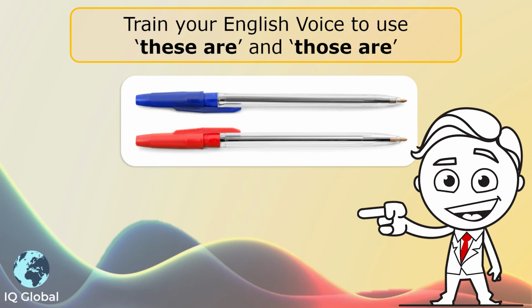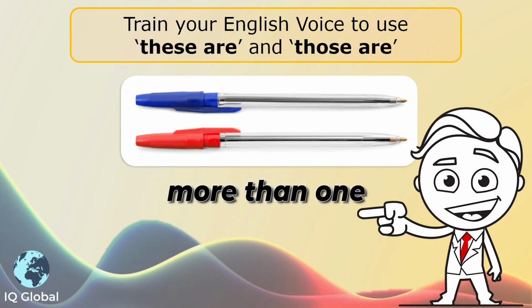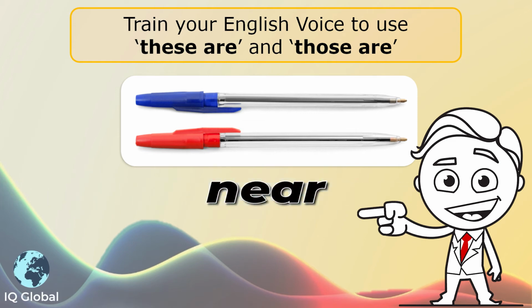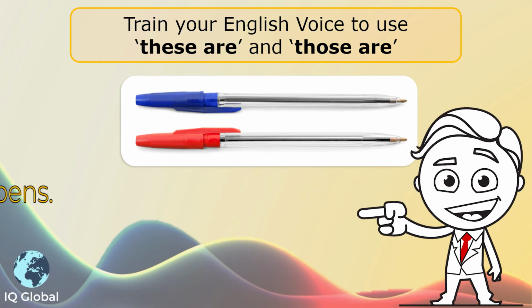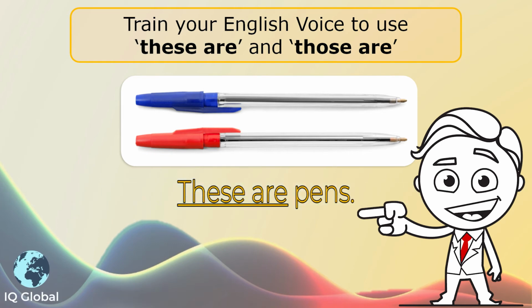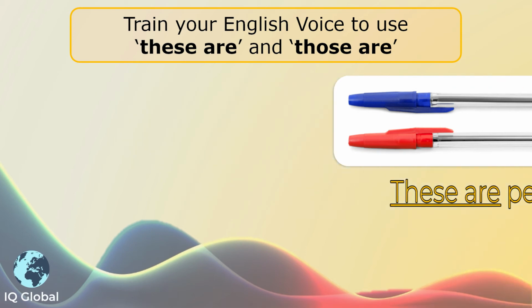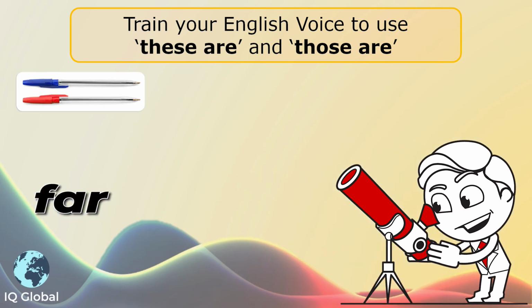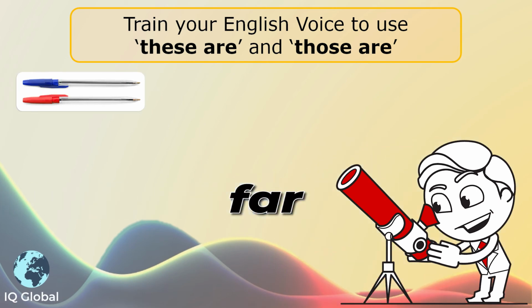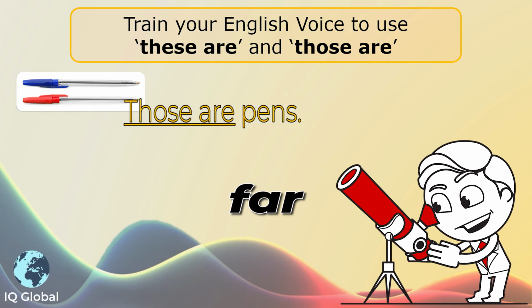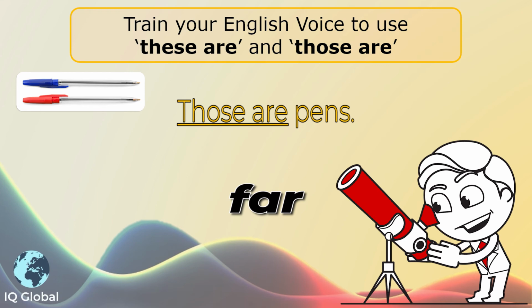So let's have a look at these two pens. There is more than one, so they are plural, and they are near to me. So I say, these are pens. Now if these pens were far away, it's a plural, but they are far, so I say, those are pens.